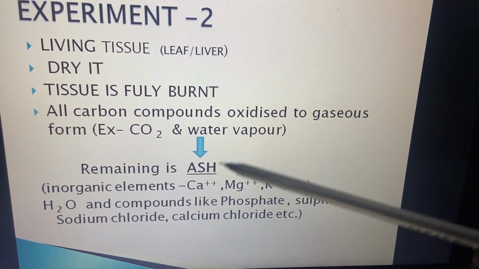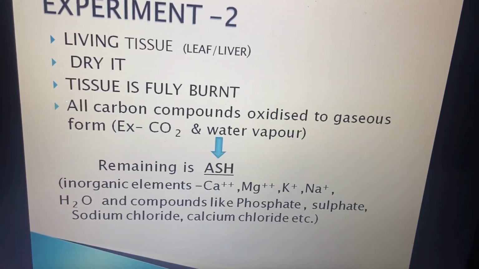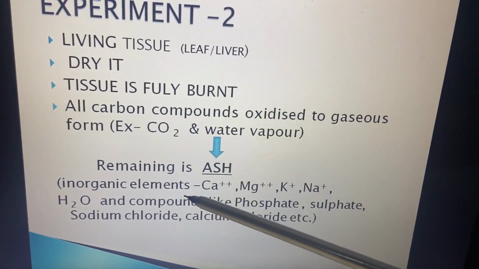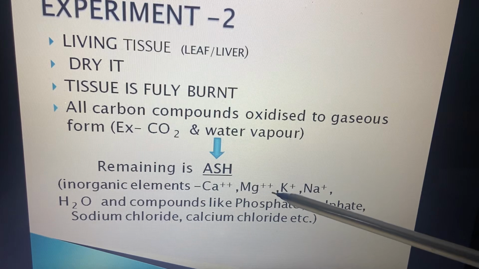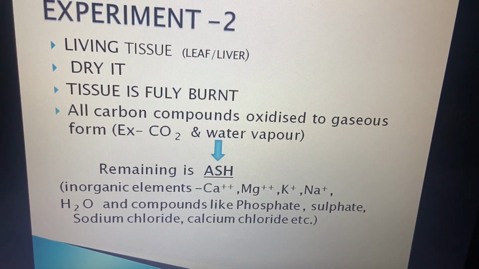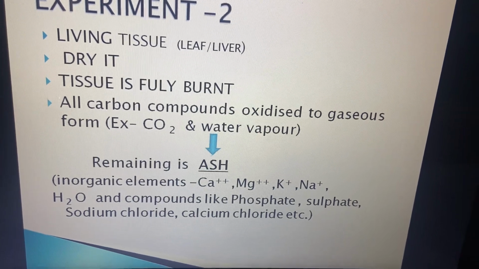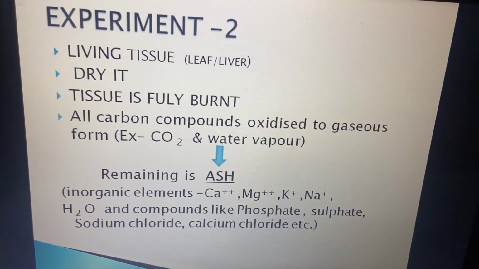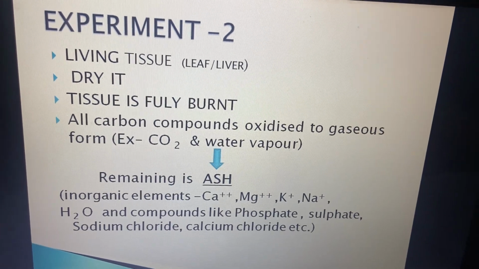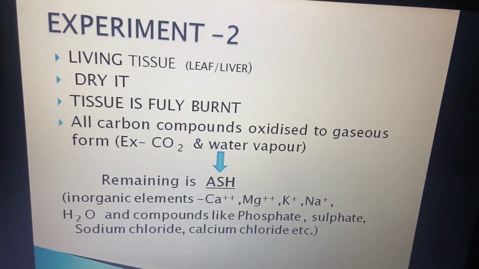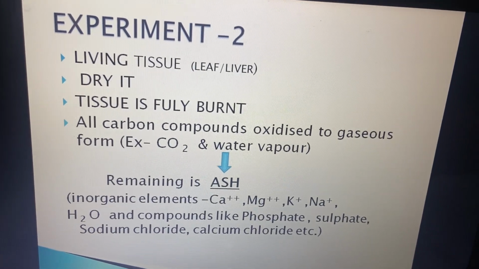It's not that biomolecules are only composed of organic molecules. Some inorganic elements are also present in these biomolecules, for example calcium, magnesium, potassium, sodium, and some salts like phosphate salts, sulfate salts, sodium chloride, calcium chloride, etc. So these two experiments give us a clear idea of biomolecules: what biomolecules are and what their biochemistry is.